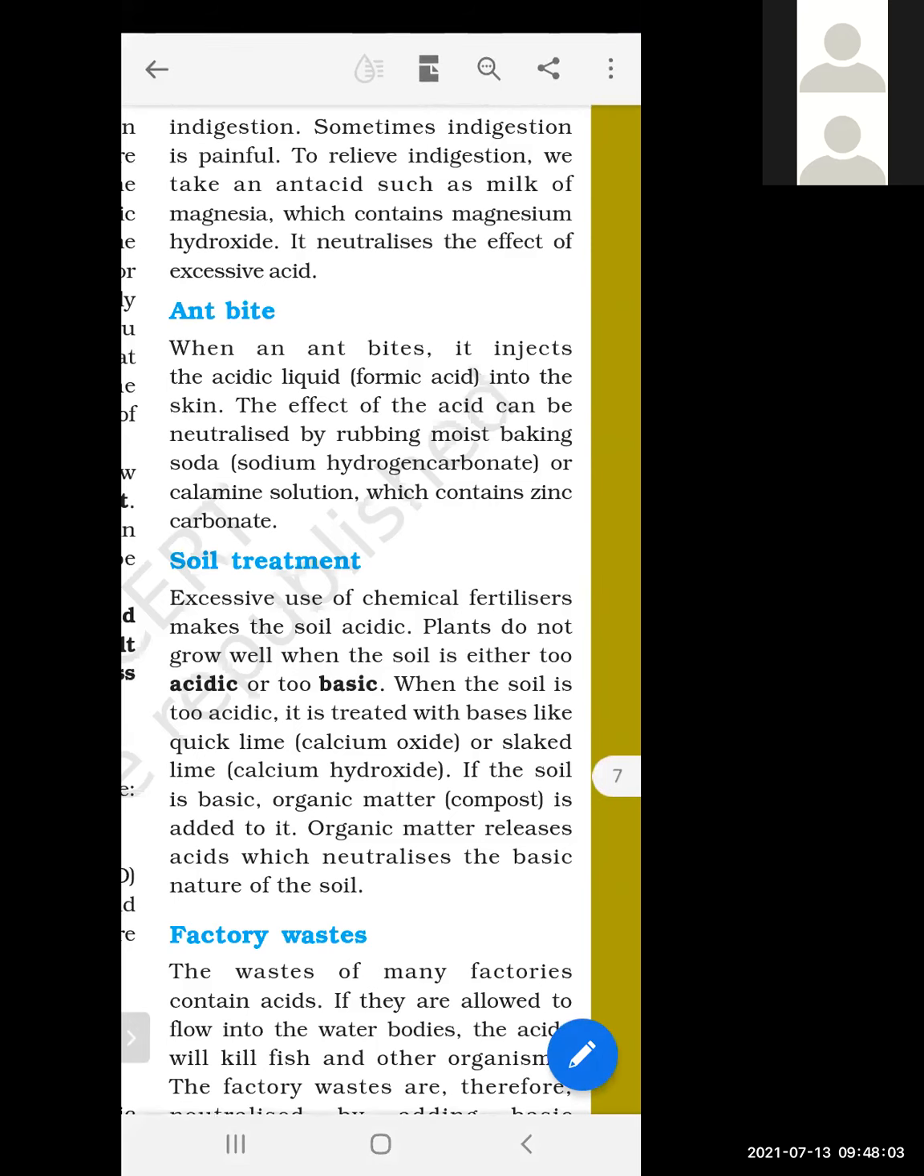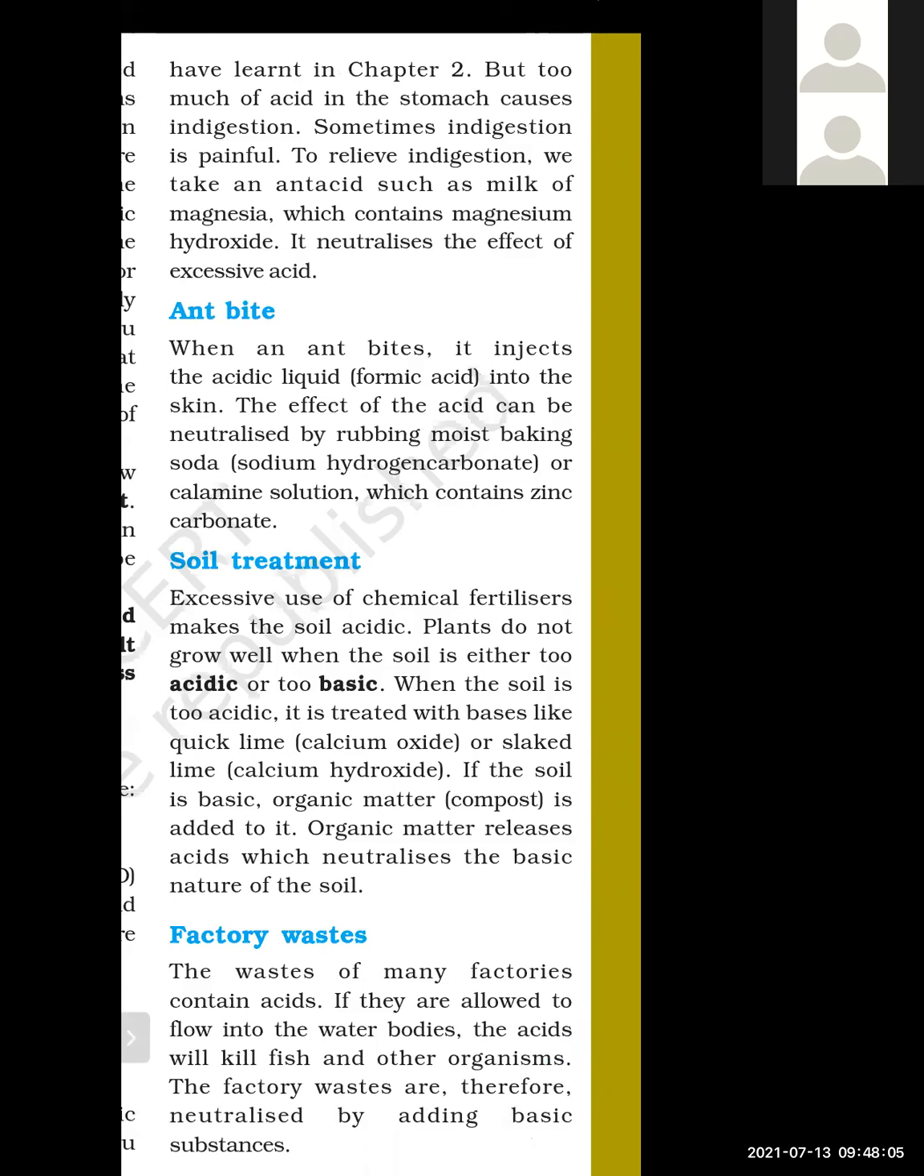Next is ant bite. When an ant bites, it injects an acidic liquid, meaning formic acid, into the skin, and that formic acid irritates our skin and we feel pain. Because when acid enters into our body, it will irritate our skin, it will cause pain. The effect of the acid can be neutralized by rubbing moist baking soda, sodium hydrogen carbonate, or calamine solution.